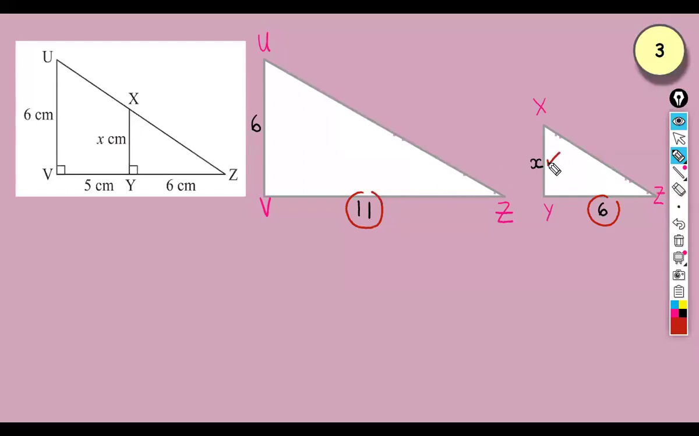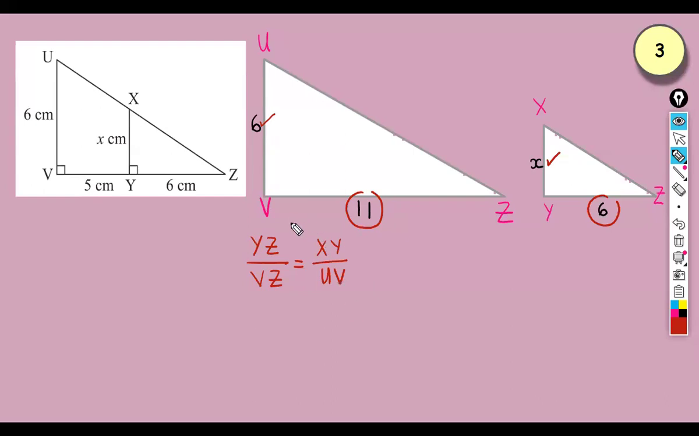And X grew up to be 6, right? So we have to put down a formula for the examiner here. YZ, divided by his corresponding side, which is VZ, is equal to what? XY divided by his corresponding side, UV. Everyone take down that formula. You have to put down the formula first before you work it out.